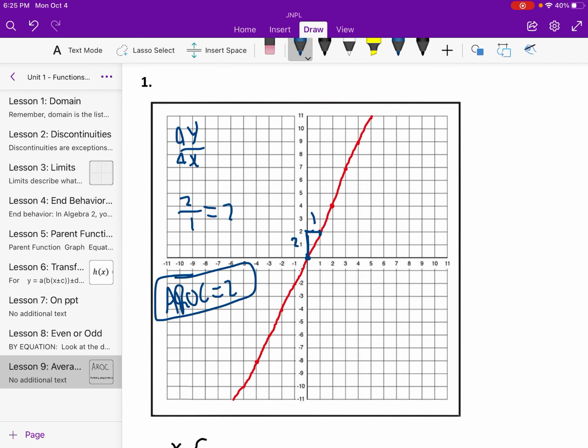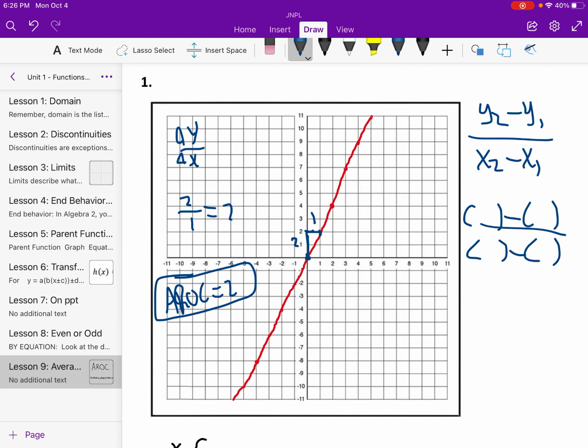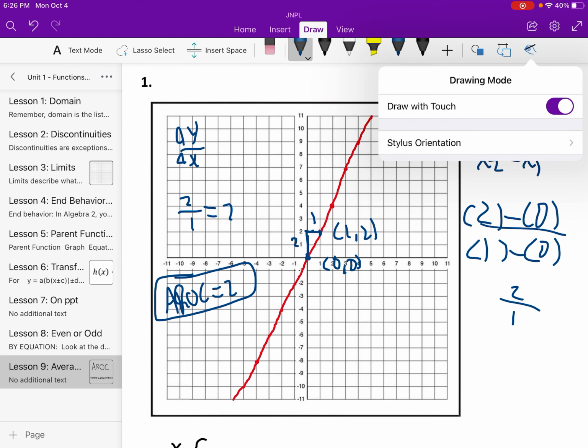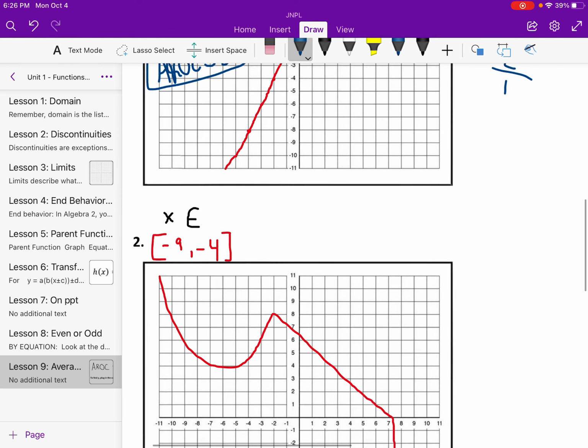Now, if we're using the formula that we know, how do we get that? Well, let's see. The 2 points that we have are (0, 0) and (1, 2). Our first x value is 0. Second x value is 1. First y value is 0. Second y value is 2. 2 minus 0, 2. Divided by 1 minus 0, 1. So that's how you can do it like that. But either way, that's how you find that rate of change.